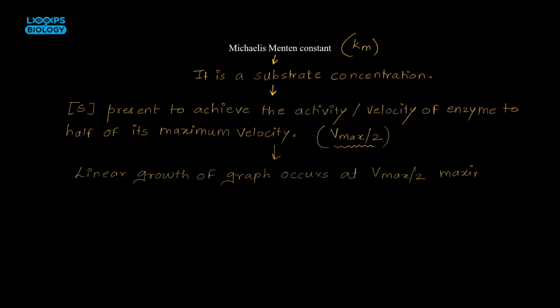maximum number of enzymes are occupied by substrate. And if the enzymes are occupied by substrate, their activity starts to take place. That is, enzyme substrate complex is formed and the enzyme product complex is formed, and the product is released into the vicinity of that particular cell.